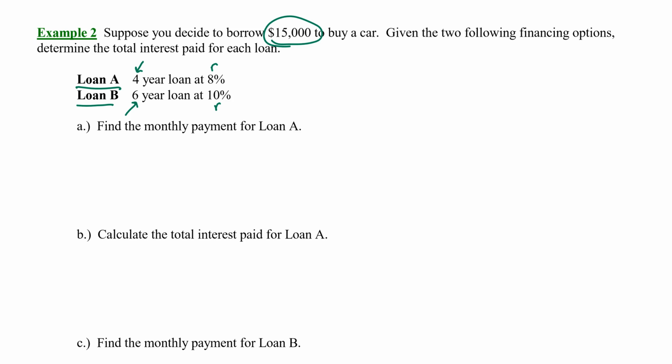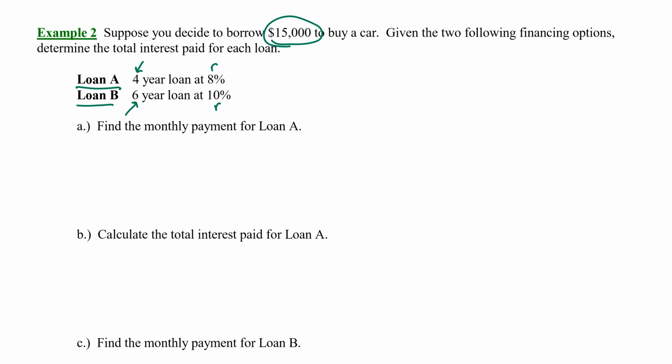Now keep in mind, as I make my monthly payments on this car, a portion of the payment is going to reduce the amount that I borrowed, that is to pay that back, and then a portion is going to cover the cost of interest. So let's see how this translates into total interest paid for each loan. Part A, find the monthly payment for loan A.